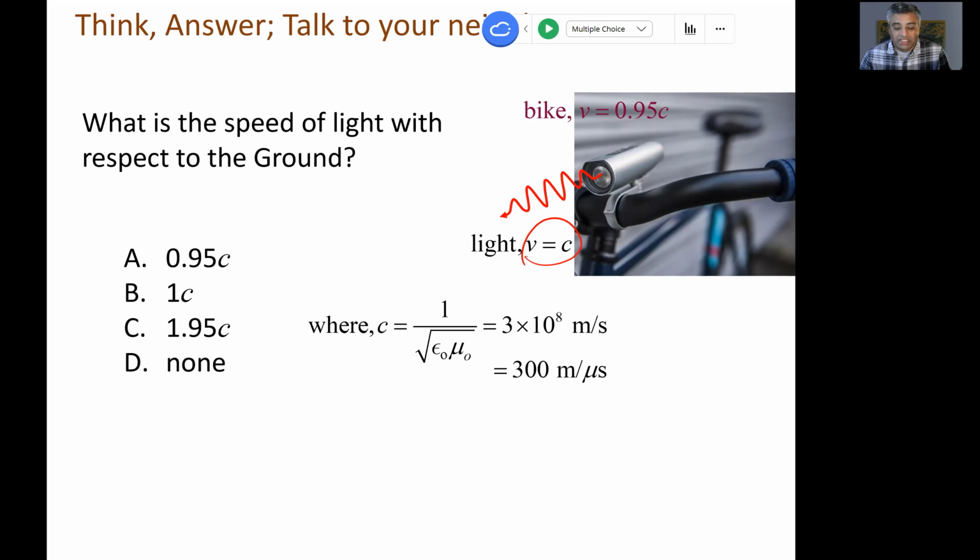And so based on the Galilean theory, we would have gotten 1.95 c, or the answer would be C, but that theory fails, and that's the correction Einstein came up with, okay?